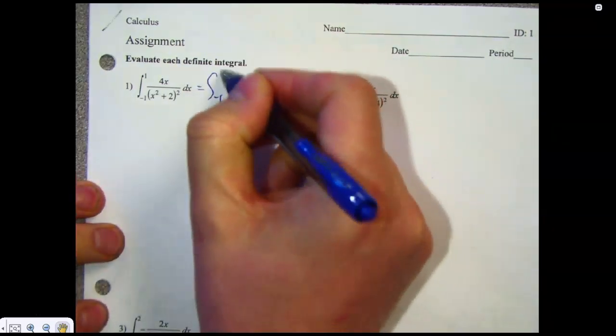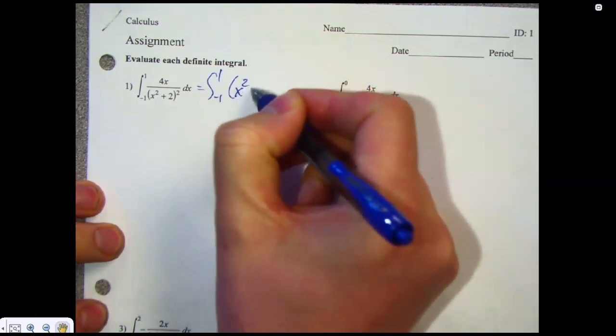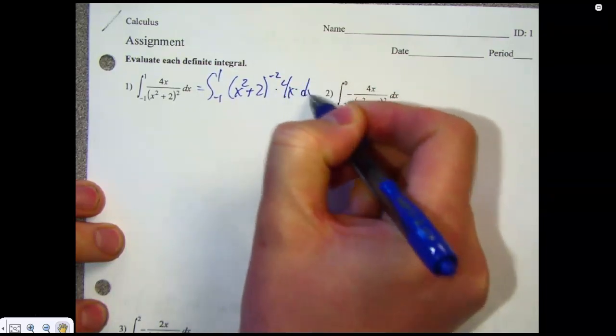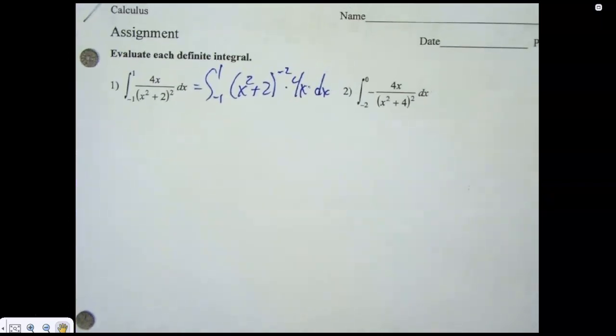So this will be from -1 to 1. If I rewrite this, it's going to be like x squared plus 2 to the negative second, and then times 4x times the x, right? So I'm just bringing up the bottom part. Remember, u is going to be your little guy. So what's u in this problem? X squared plus 2.